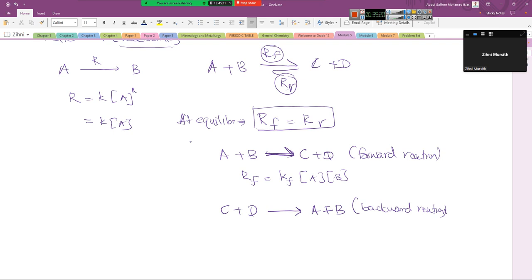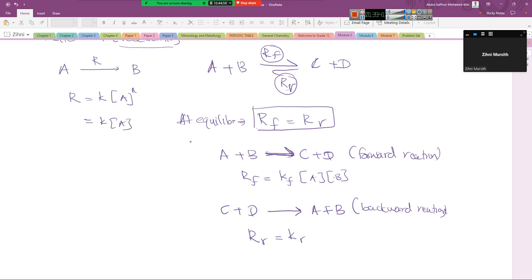Is it KR, concentration of C, concentration of D? Yeah, so R will be equal to KR, right? KR is what? That is the equilibrium constant for the reverse reaction, right?